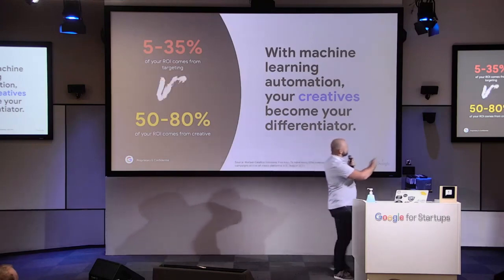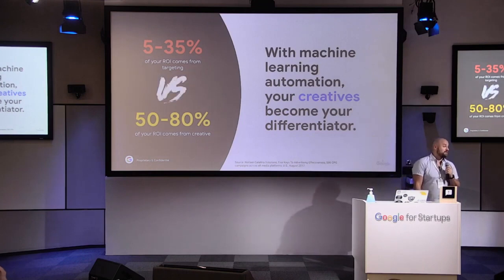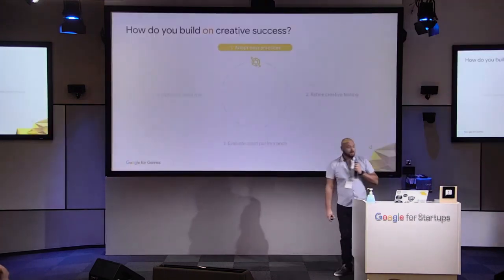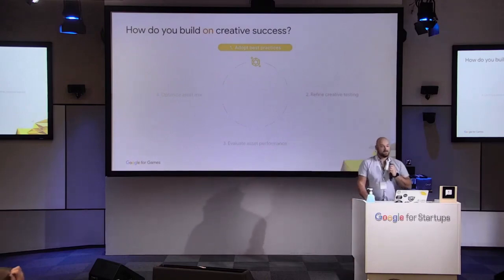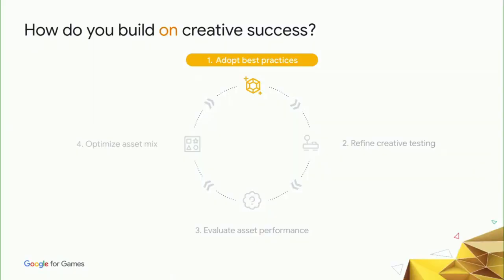So if we look at the percentage splits, it's 50–80% of your ROI that comes from creatives itself. So how do you build on creative success? Right. So there's 4 paths or 4 stages to it. First one, nice and simple, adopting best practices.